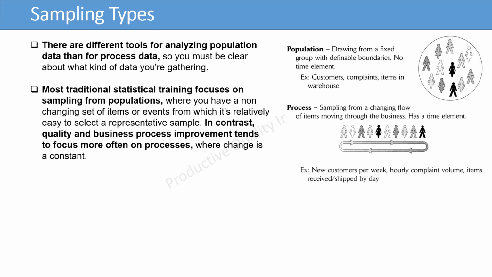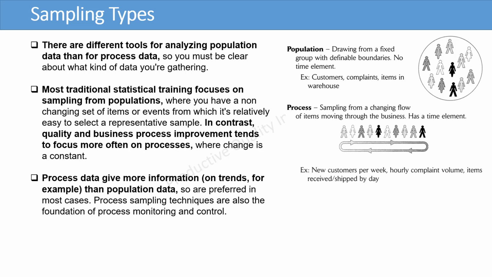In contrast, quality and business process improvement tends to focus more often on processes where change is constant. Process data give more information on trends, for example, than population data, so are preferred in most cases. Process sampling techniques are also the foundation of process monitoring and control.